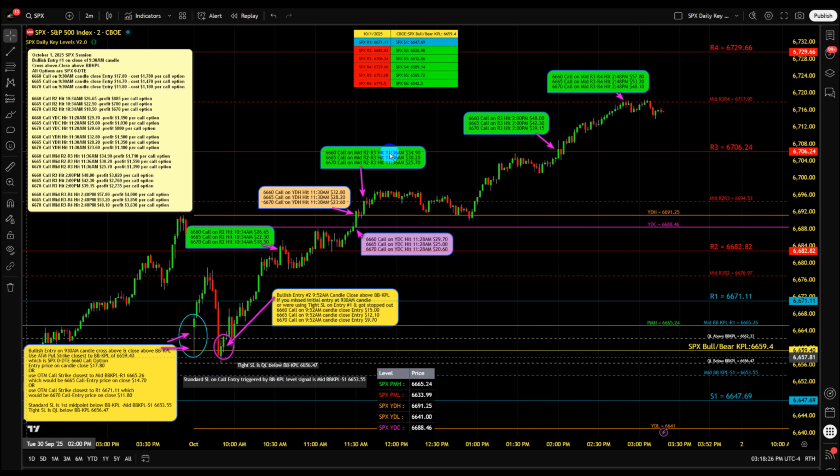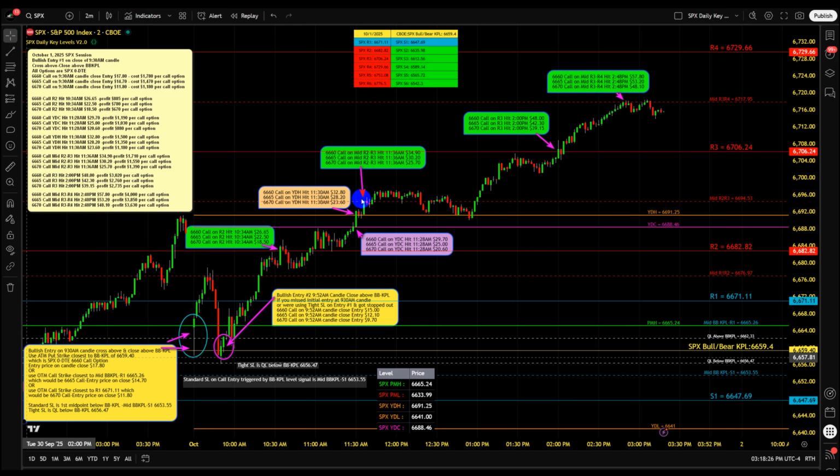Just 6 minutes later, at 11:36 a.m., it hits mid R2, R3. So mid R2, R3 is the midpoint between R3 and R2. When it hits mid R2, R3 on this candle here at 11:36, the 6660 call is now $34.90. The 6665 call is now $30.20, and the 6670 call is now $25.70.